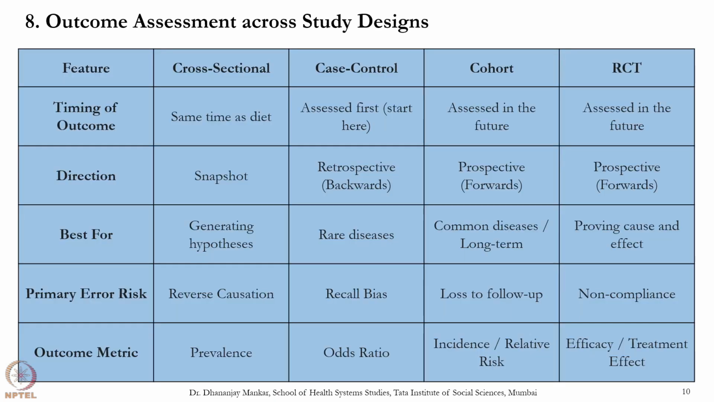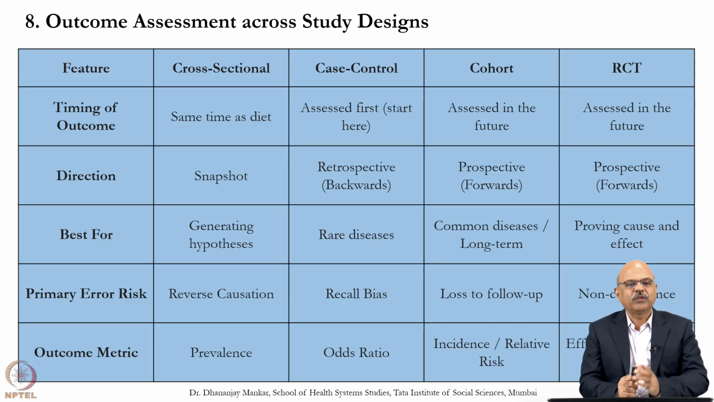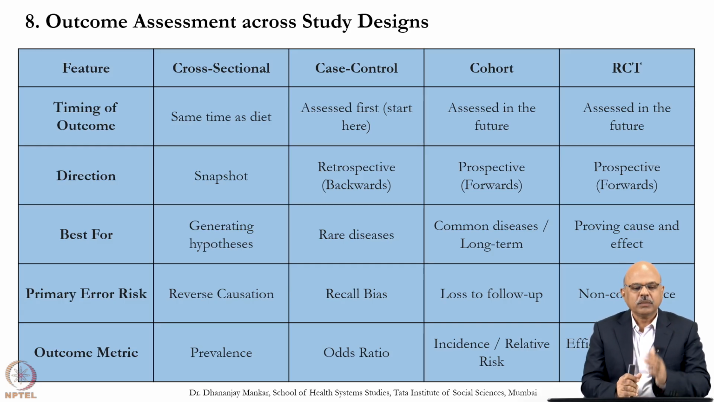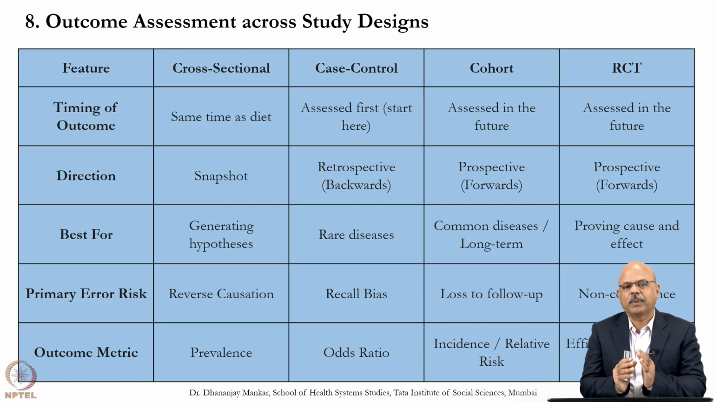Outcome assessment across study designs. The features are timing of outcome, direction, best for, primary risk, and outcome metrics. In cross-sectional studies, the timing of outcome is the same time as diet. It is a snapshot in direction, best for generating hypotheses, it cannot prove causation, and prevalence is the outcome metric. In case-control, the outcome is assessed first, retrospectively. It is best for rare disease conditions, recall bias is the risk, and odds ratio is the outcome metric.